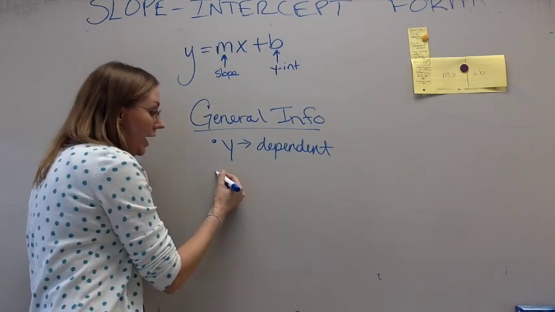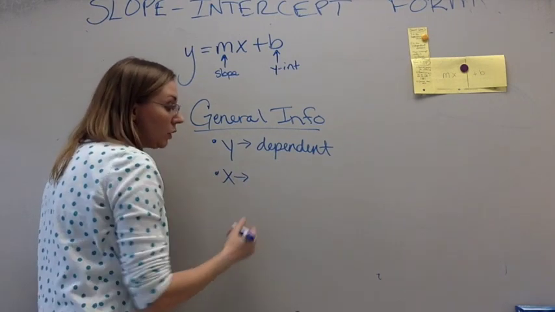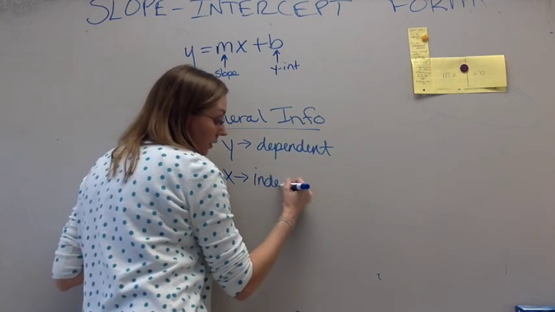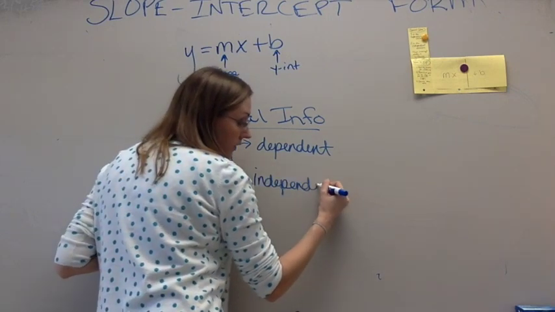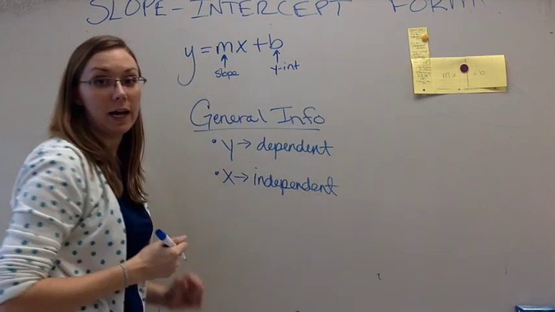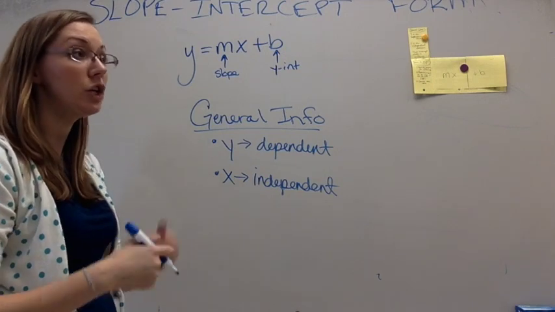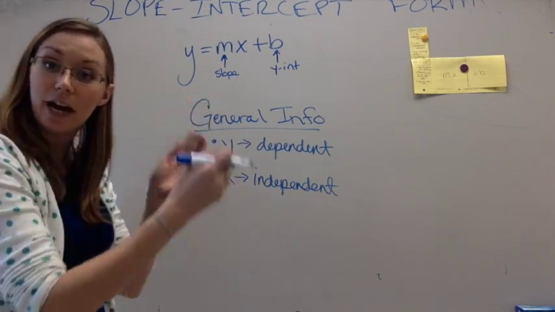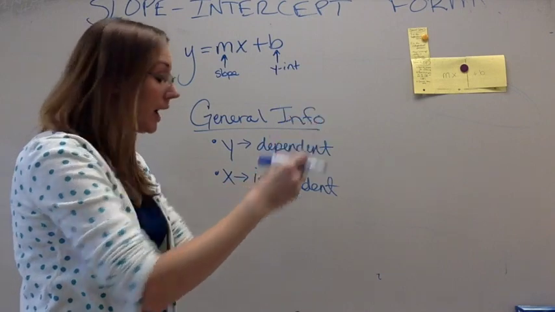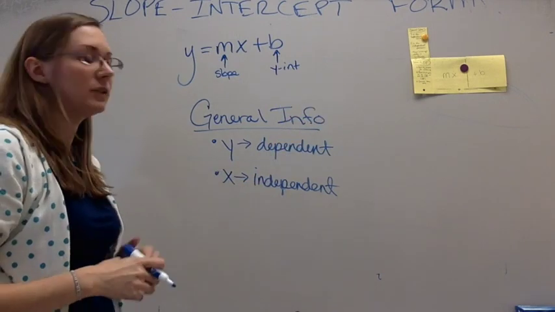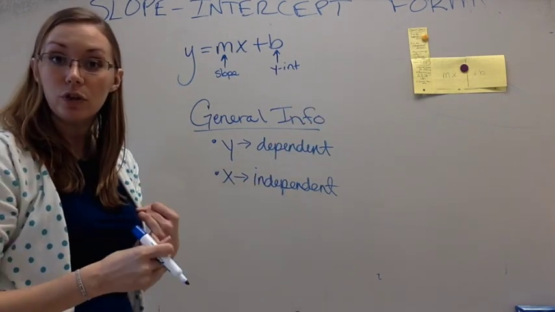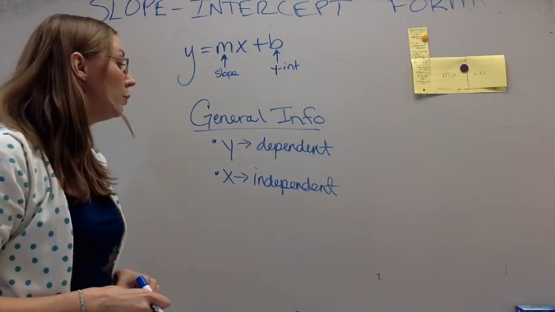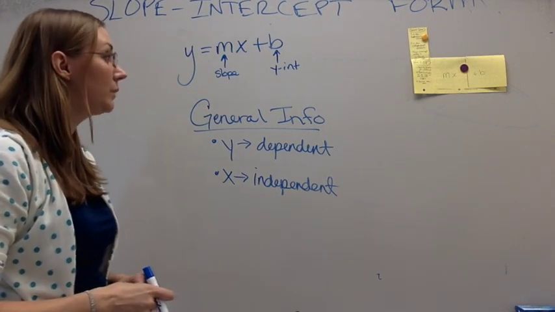In addition to that, our x variable is going to be an independent variable. This is going to be something that we choose to plug in, okay? If it's in function notation, it might be given to you already. Like if it's f of x, we plug in a certain number for x. But generally speaking, x represents your independent variable, something that you choose to put into your equation, okay?